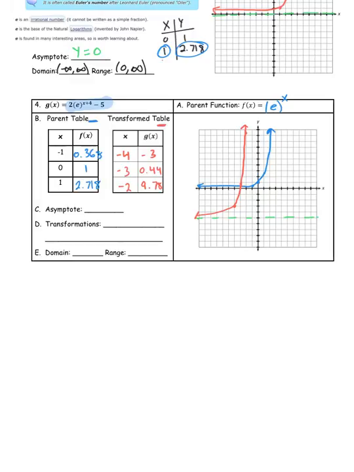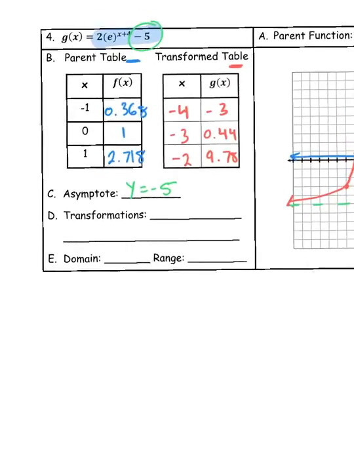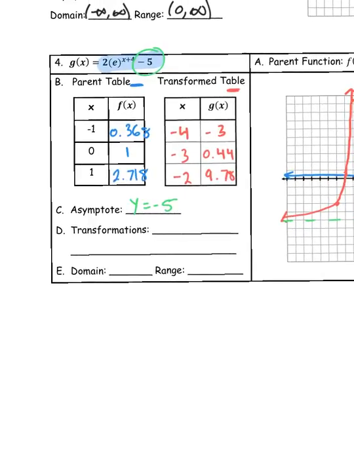So your asymptote here, notice I've got that green dotted line. That's going to be at y equals negative 5, and I know where it is because of the minus 5 that's in the back of my function. My transformations, I've got the number 2 that's in the front of everything. That is going to be a vertical stretch. I've got the e in parentheses. Remember, that's not doing anything. That's just part of the parent function. Then I've got the plus 4 up in the exponent. That is going to move me left 4 because x lies. And then I've got the minus 5 in the back. That's going to move me down 5.